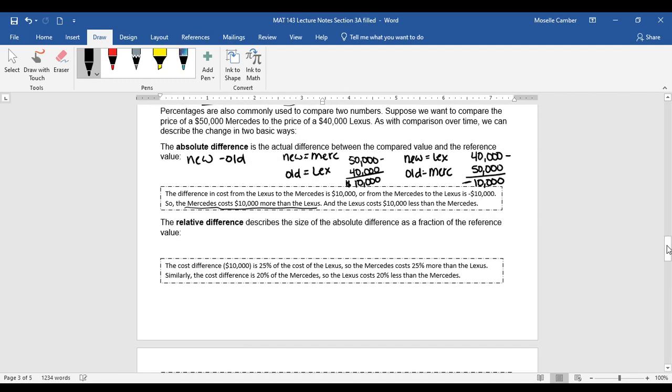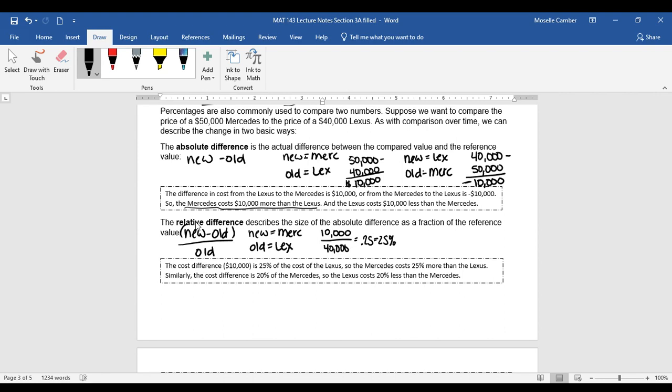Okay, so relative difference works similar. You're still going to have new minus old in parentheses divided by old. So again, if you're going to have Mercedes as the new and Lexus as the old, you can take the absolute difference, which in this case was a positive 10,000, divided by the old, which is the Lexus value, which is 40,000. And you get 0.25 or 25%.